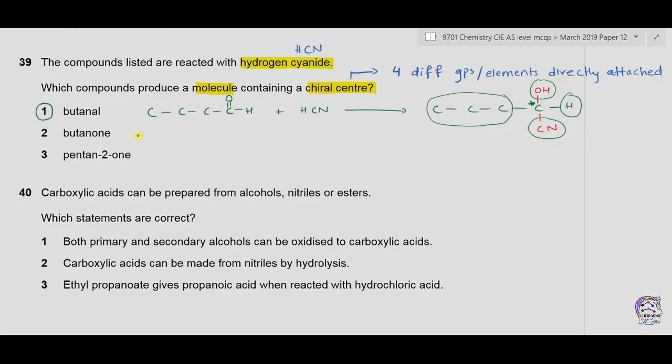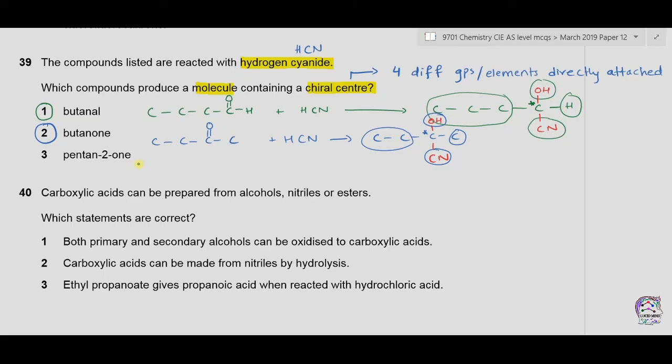Second is butanone. The structure of butanone is like this. We have 4 carbon atoms and the double bond is present on the second carbon. It reacts with HCN in a similar manner. So OH is attached instead of carbon double bond oxygen, and CN is also attached with that carbon. Again we can see that there are 4 different groups attached with this carbon. So therefore this is also chiral. So option 2 is also correct.